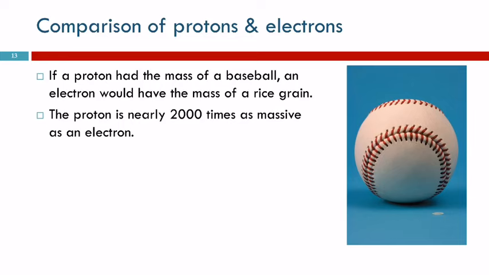Here's an interesting comparison, the proton versus the electron. If the proton had the mass of a baseball, an electron would have the mass of a grain of rice. So here, this would be the size of an electron relative to the proton. And the protons are all squished together in the nucleus, and these little tiny electrons are spread out in a very, very large volume. The proton is nearly 2,000 times as massive as an electron.